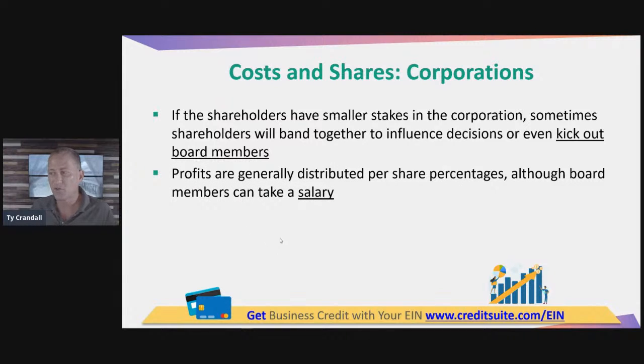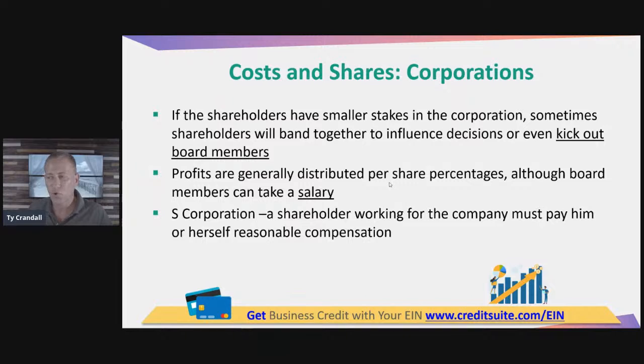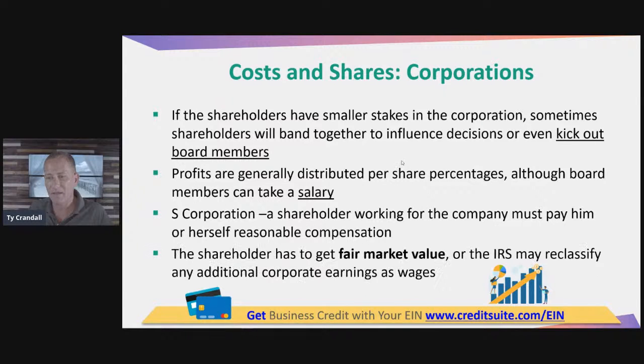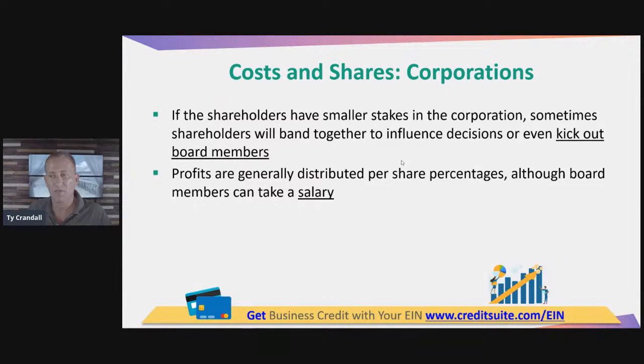Okay, profits are generally distributed per share percentage, although board members can take a salary. In an S Corp, a shareholder working for the company must pay him or herself reasonable compensation. So some other things here. Firstly, how are profits distributed?